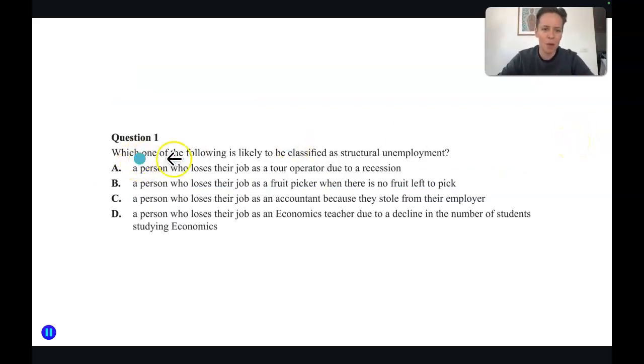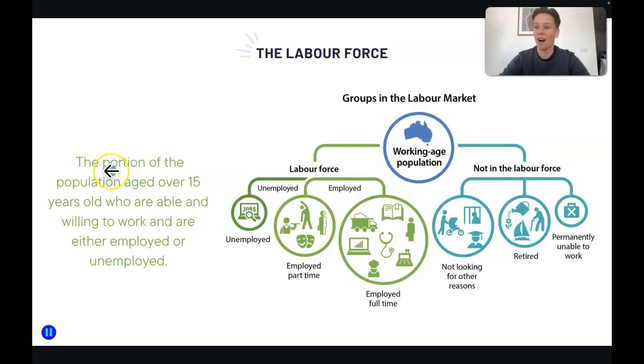So for this question here, which one of the following is likely to be classified as structural unemployment? I'm not going to spend too much time on it. I'm going to jump straight to D. I hope this doesn't happen to me. So if you've got a person who loses their job as an economics teacher due to a decline in the number of students studying economics. So if tomorrow everybody woke up and said, you know what, we don't want to study economics anymore, unfortunately I would be out of a job, so I would be structurally unemployed.